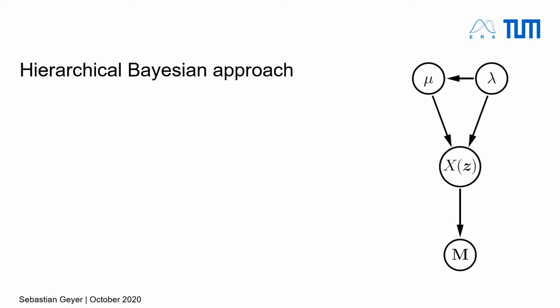On the right-hand side, you see the hierarchical Bayesian approach that we want to use to obtain these local characteristic values. I'm going to give an overview over this approach first and explain the steps in more detail afterwards.